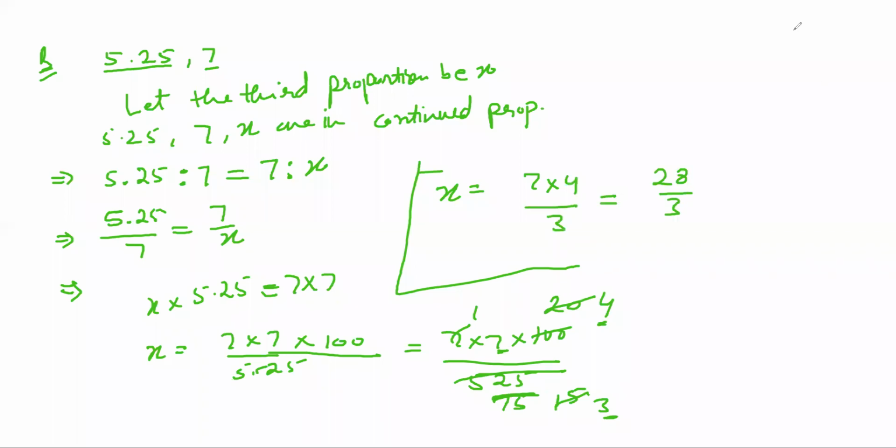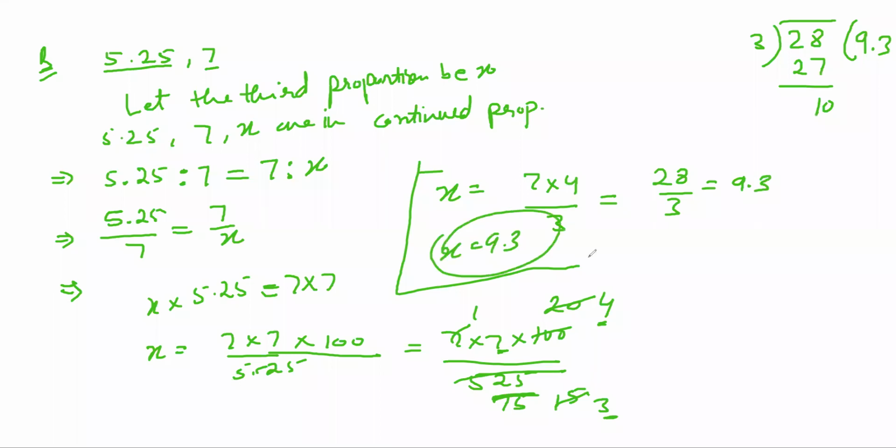Okay, so divide 28 by 3. 3 nines are 27. So 1.0 increase, 3 threes are 9. So 9.3. This is the answer. Okay, x is equal to 9.3. This is your answer, beta.